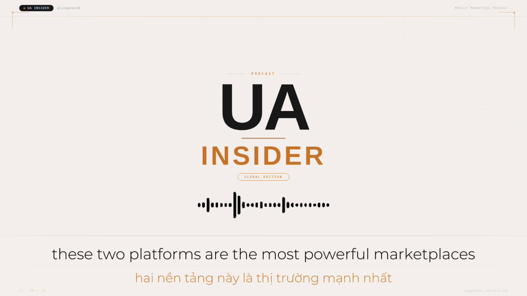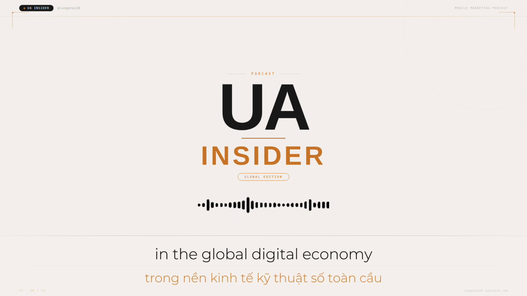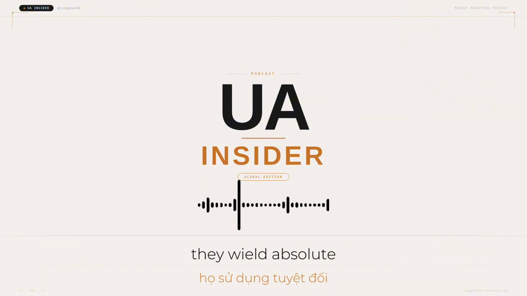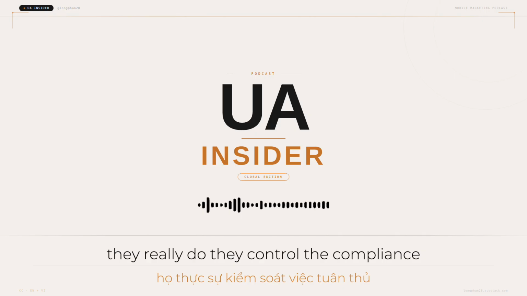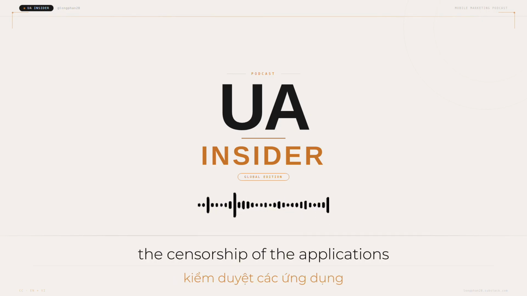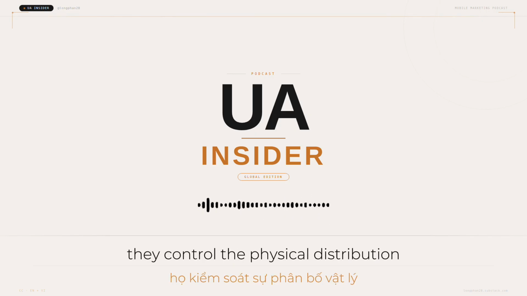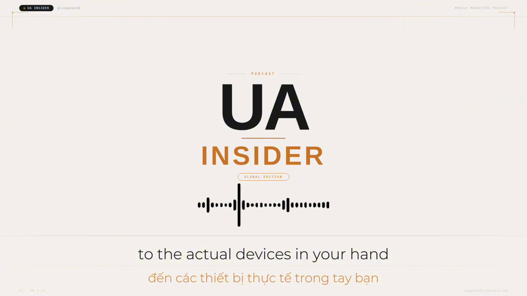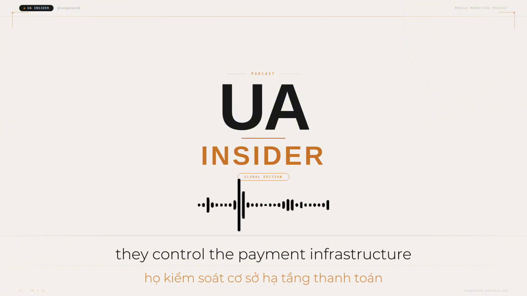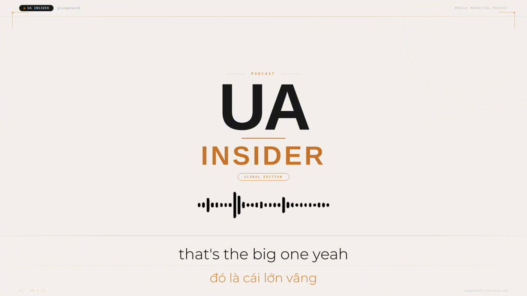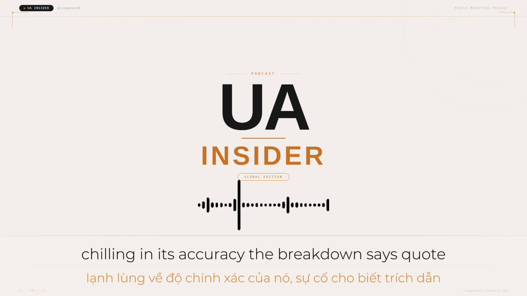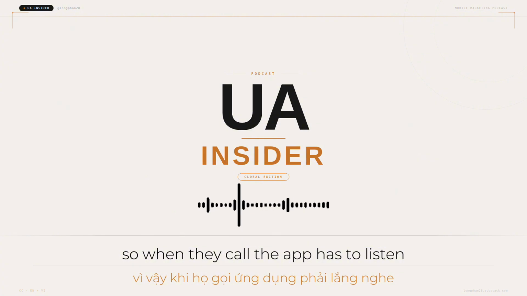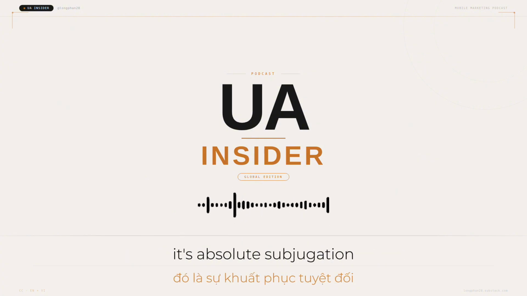I mean, these two platforms are the most powerful marketplaces in the global digital economy. They wield absolute, unmitigated authority over everyone else. They really do. They control the compliance, the censorship of the applications. They control the physical distribution to the actual devices in your hand. And most importantly, they control the payment infrastructure. That's the big one. Longfan's analysis uses a phrase that is honestly chilling in its accuracy. The breakdown says, quote, "So when they call, the app has to listen." Has to listen. Yeah. It's absolute subjugation.